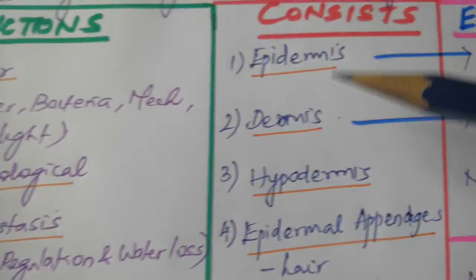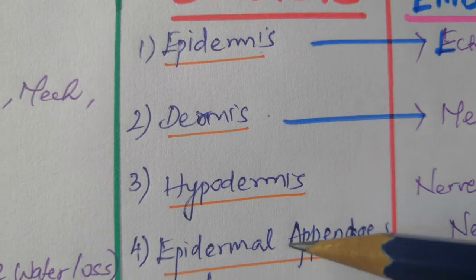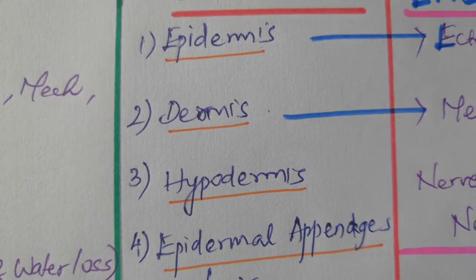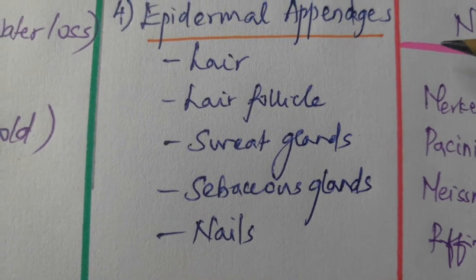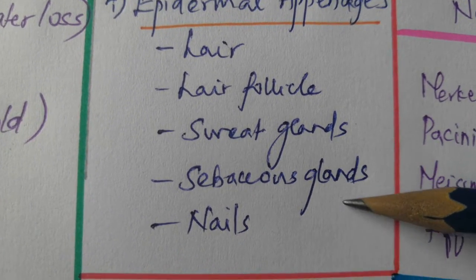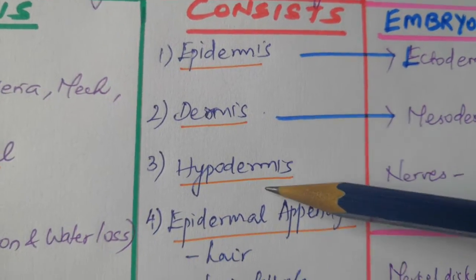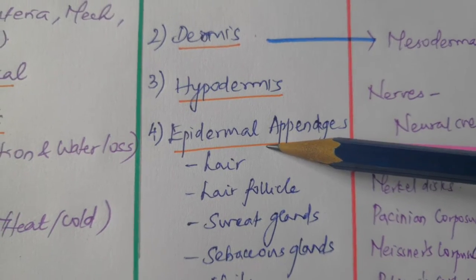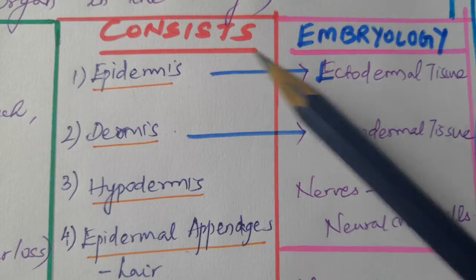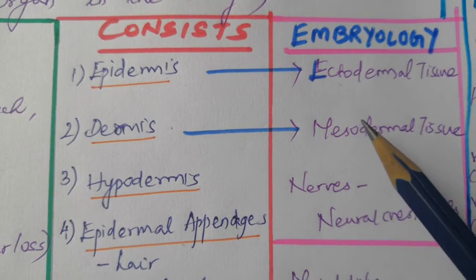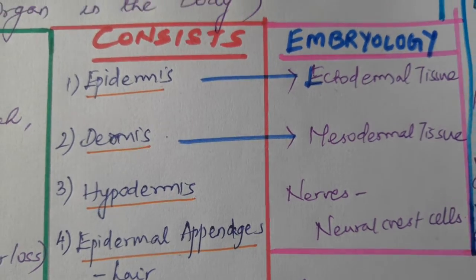Okay, then what is it composed of? It's composed of epidermis, dermis, hypodermis, and also epidermal appendages. Under epidermal appendages, we have hair follicles, sweat gland, sebaceous gland, and nails. So, the composition is epidermis, dermis, hypodermis, and epidermal appendages. Okay. So, coming to the embryology. So, epidermis comes from ectoderm, dermis from mesoderm, and nerves from the neural crest cells. Okay, as simple as that.